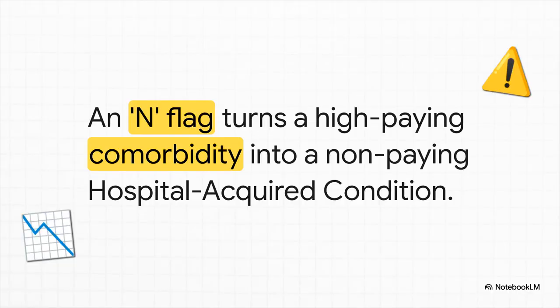Here's why it's such a big deal. An N flag acts as a direct financial penalty. Say a patient is admitted for one thing, but develops a severe condition, like a deep vein thrombosis, a DVT, 2 days later. That gets an N flag.